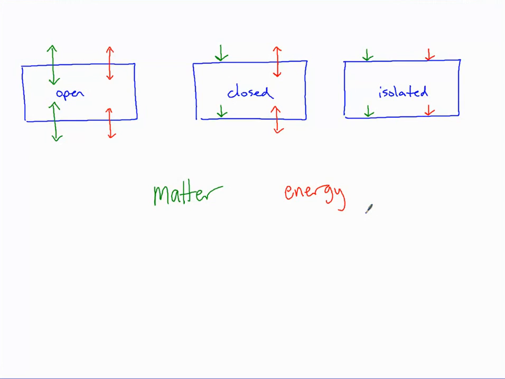Here I have some pictures that represent this differently, and the green arrows represent matter, and the red arrows represent energy. And so if you look at the open system, it's got matter coming in and out, it's got energy coming in and out. So there's nothing keeping anything inside, there's nothing keeping anything out. It's a pretty open exchange of matter and energy. By the way, this slide is not in your notes. You can draw it if you want.